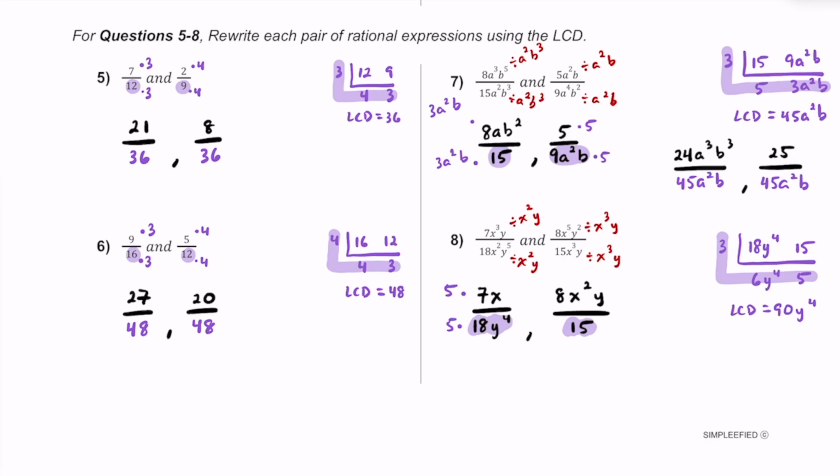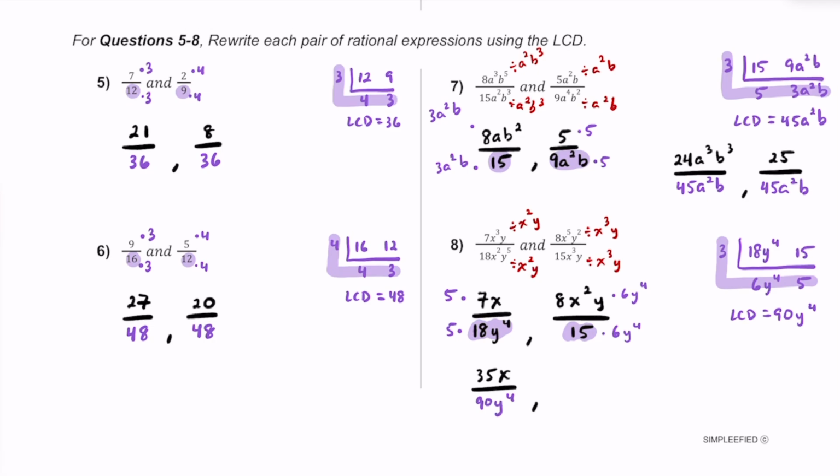And then for our second piece here, this 15 is just going to multiply by 6y to the 4th power. So let's multiply this by 6y to the 4th power over 6y to the 4th power. So rewriting these, we're going to get 35x over what? Over 90y to the 4th power.